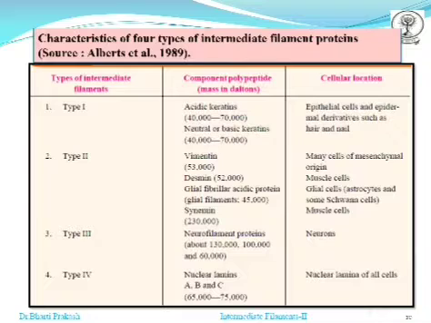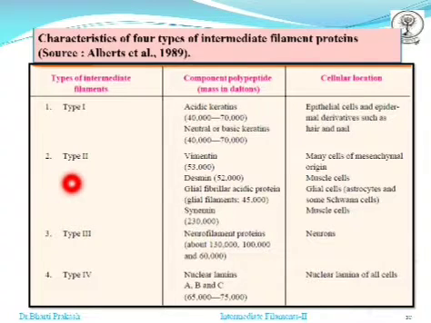Now this diagram or this chart will clearly show the characteristics of 4 types of intermediate filament proteins. This is the types of the intermediate filaments, the components of the polypeptides, their cellular function. The type 1, which consists of the acidic keratins and the neutral or the basic keratins, their distribution is they are found in the epithelial cells and epidermal derivatives such as hair and nail. And their proposed function is tissue strength and integrity.